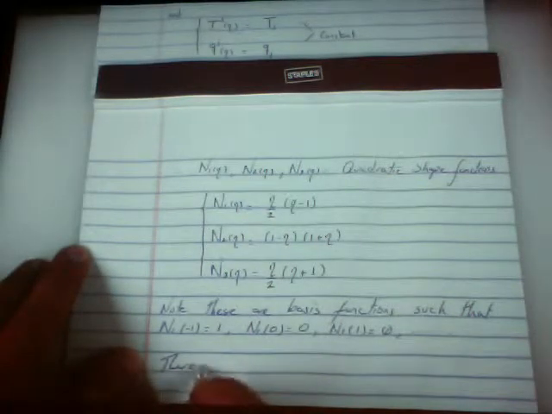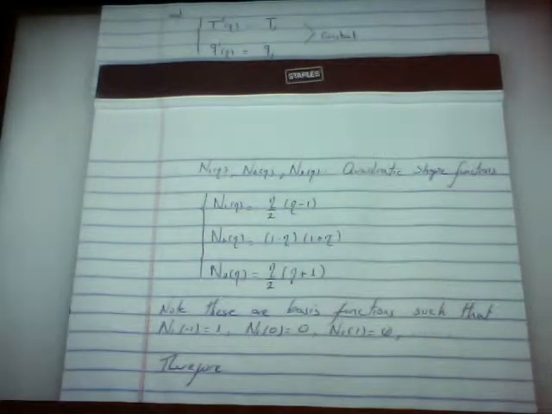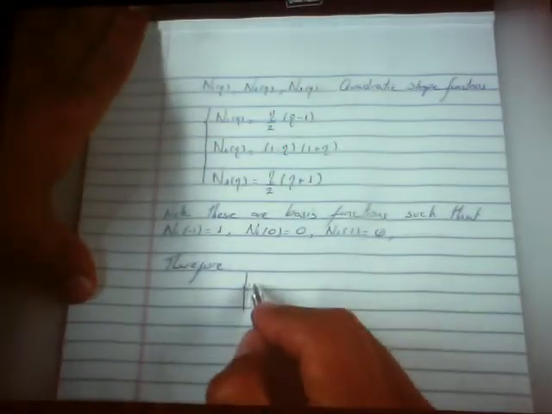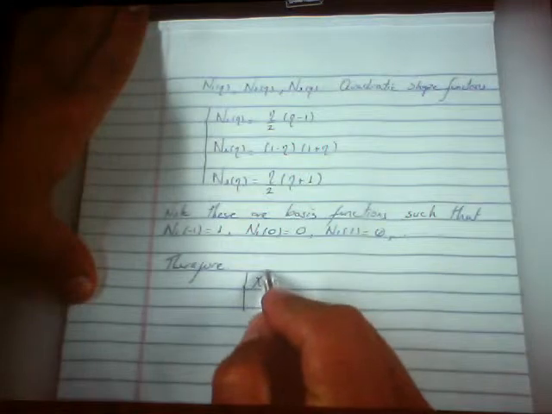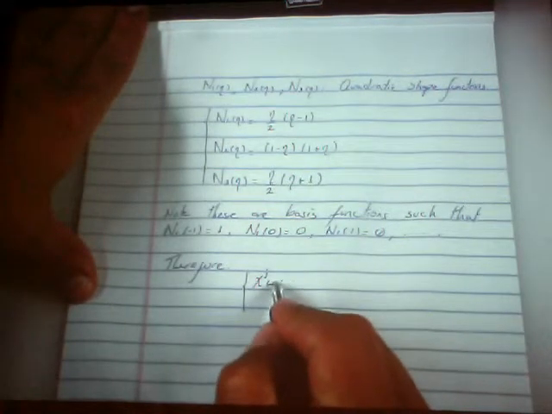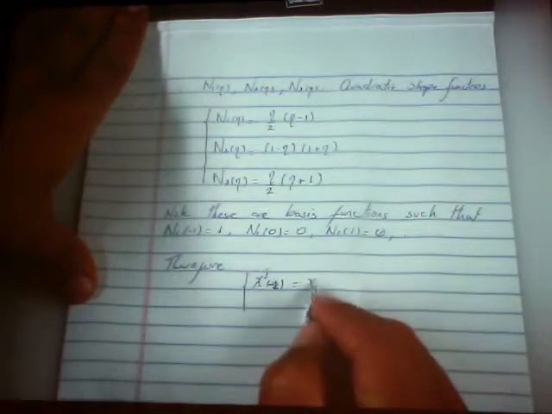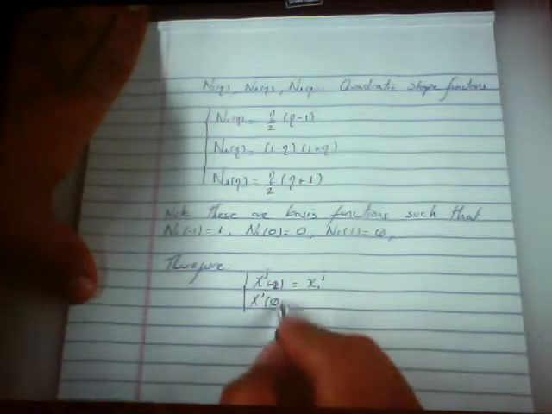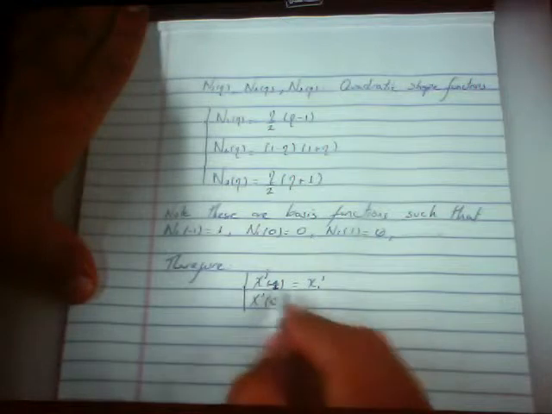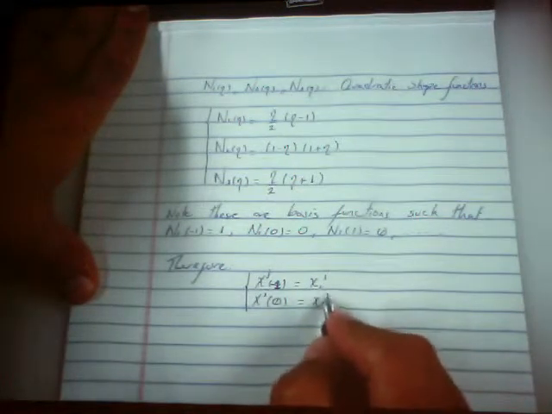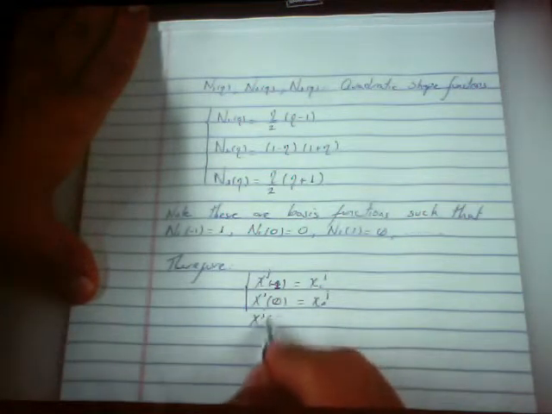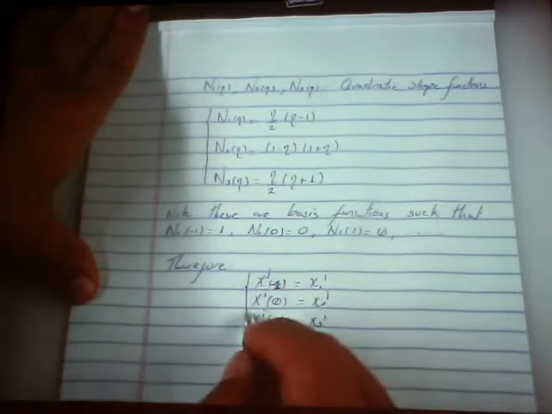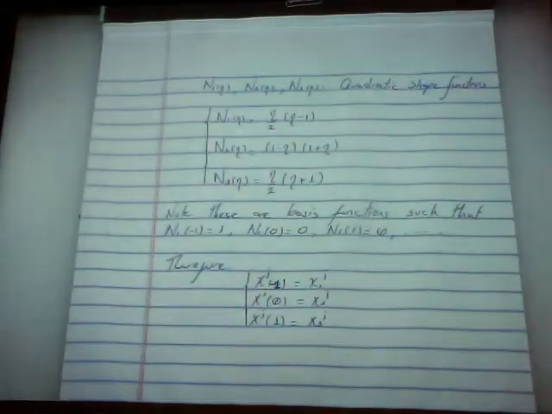Therefore, xj evaluated at -1 will become x1 of j, xj evaluated at 0 will become x2 of j, xj evaluated at 1 will become x3 of j. And same for y.